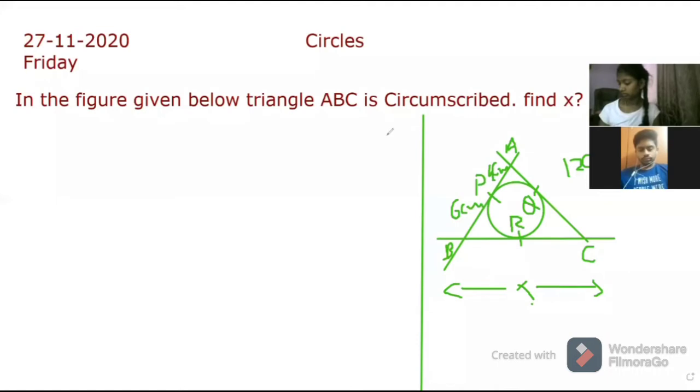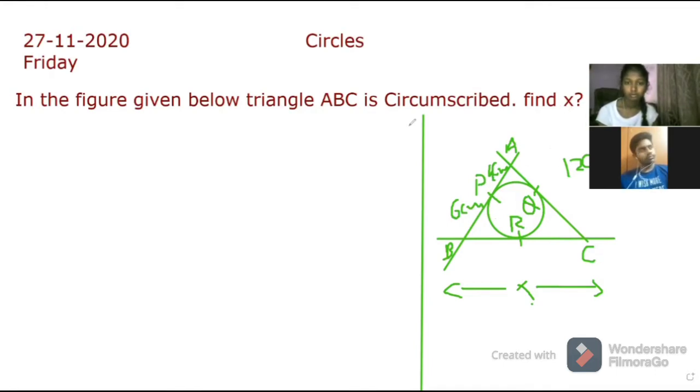The problem is from the lesson on circles, tangent properties. The problem given for you is: observe the given figure below, triangle ABC is circumscribed. I have to find the value of x. The diagram is here.